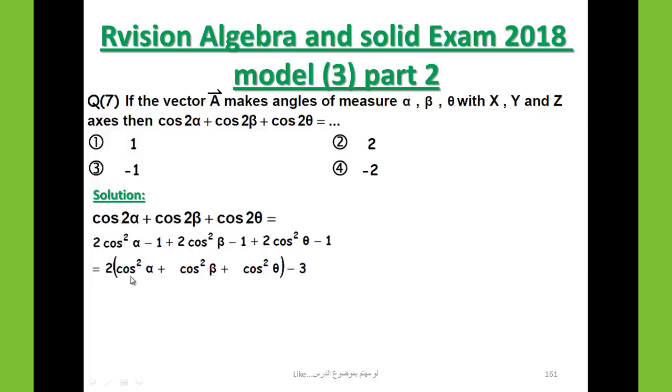But we know that cosine square alpha plus cosine square beta plus cosine square theta equals 1. So the result equals 2 multiplied by 1 minus 3, which equals negative 1. So the answer is number 3, negative 1.